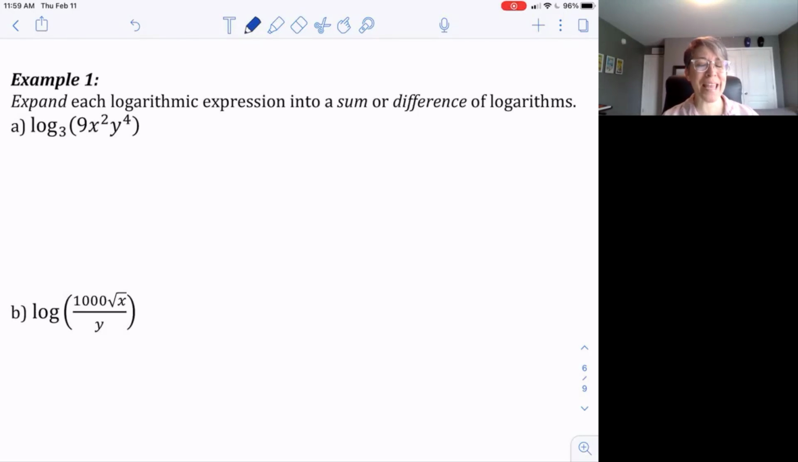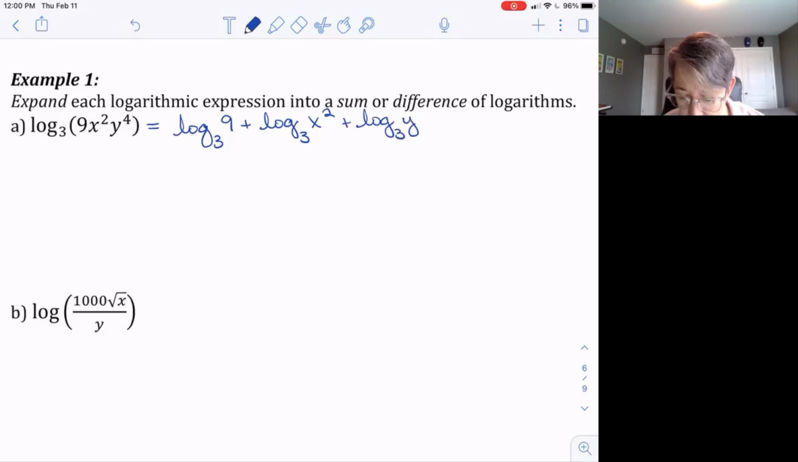They first want us to expand each of these logarithmic expressions into a sum or difference of logarithms. What this means is we may have more than one logarithm, but no exponents or multiplication or anything like that. Don't forget your bases, don't drop them. So you may notice that in our argument, we have multiplication, 9 times x squared times y to the fourth. When we are multiplying like bases, we add exponents. So we can split up this logarithm as log base 3 of 9 plus log base 3 of x squared plus log base 3 of y to the fourth.